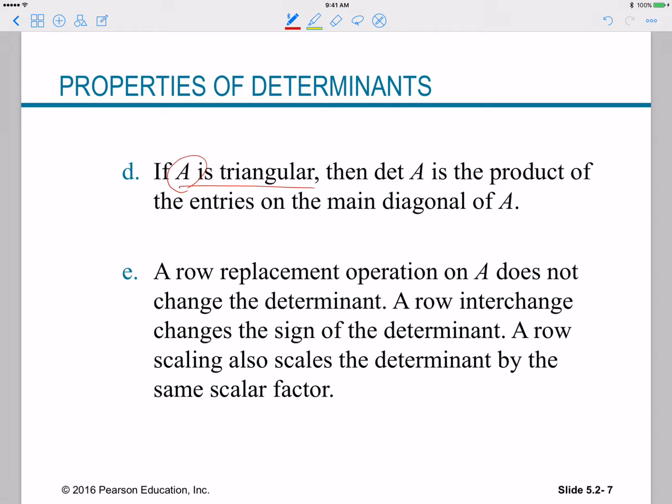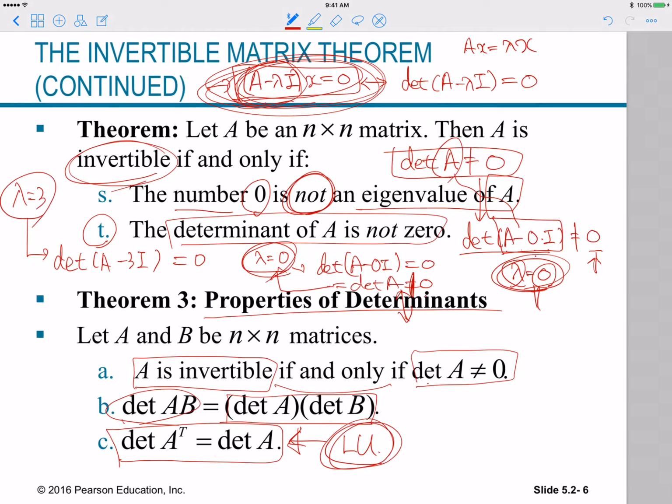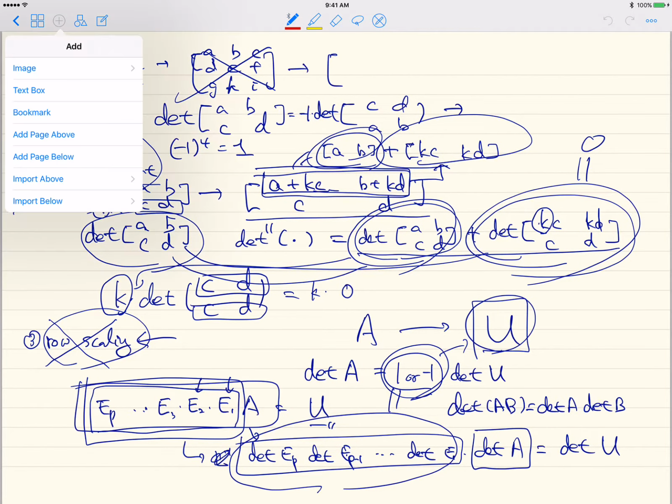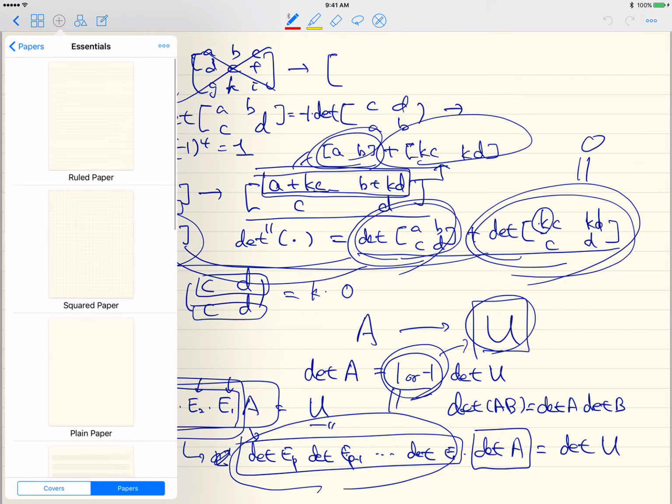If A is a triangular matrix, then its determinant is the product of the diagonal entries. And also another one that we already know: row replacement doesn't change the determinant. Row exchange will change the sign of the determinant. And row scaling will change the determinant. So what was the row scaling? Let me just briefly mention that.